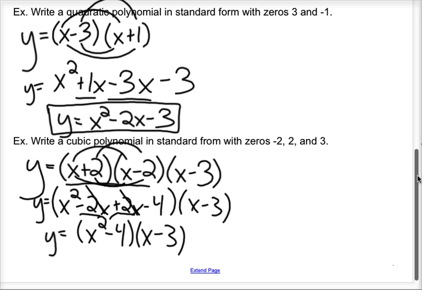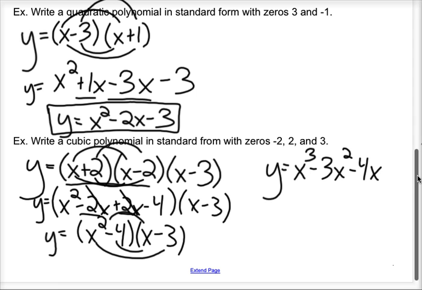So x squared times x is x cubed. X squared times -3 is -3x squared. -4 times x is -4x. -4 times -3 is a positive 12. And notice this time that there's no like terms to combine. We can actually just leave it right like that.